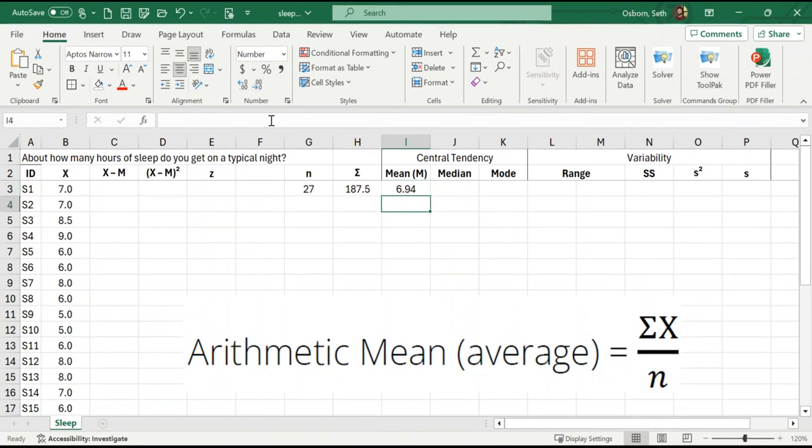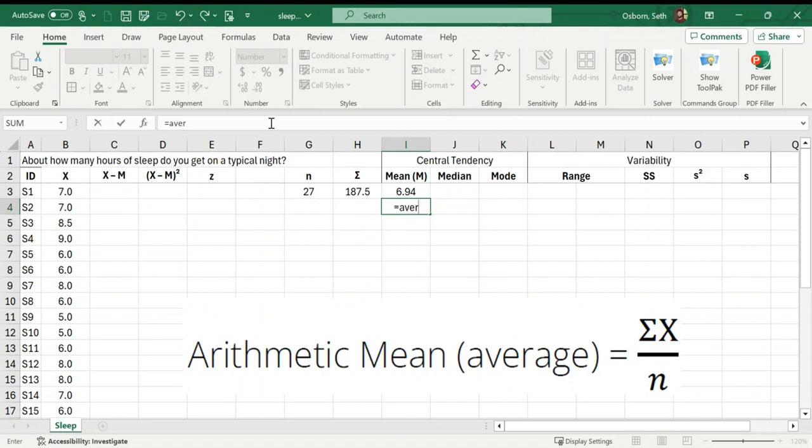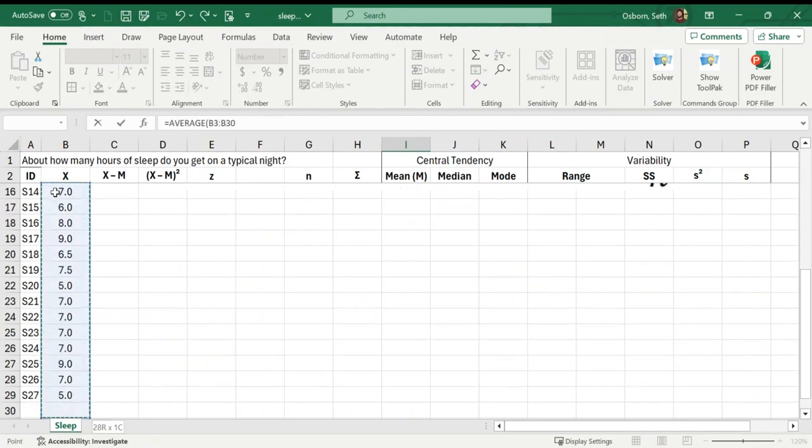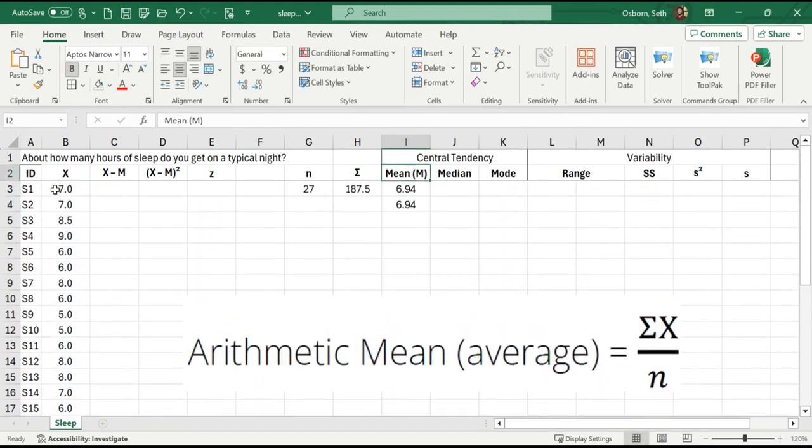Another way we could have calculated this is using the formula equals average. This gives us the arithmetic mean. Again, highlight all the cells you're interested in and hit enter. And this confirms we calculated it correctly.